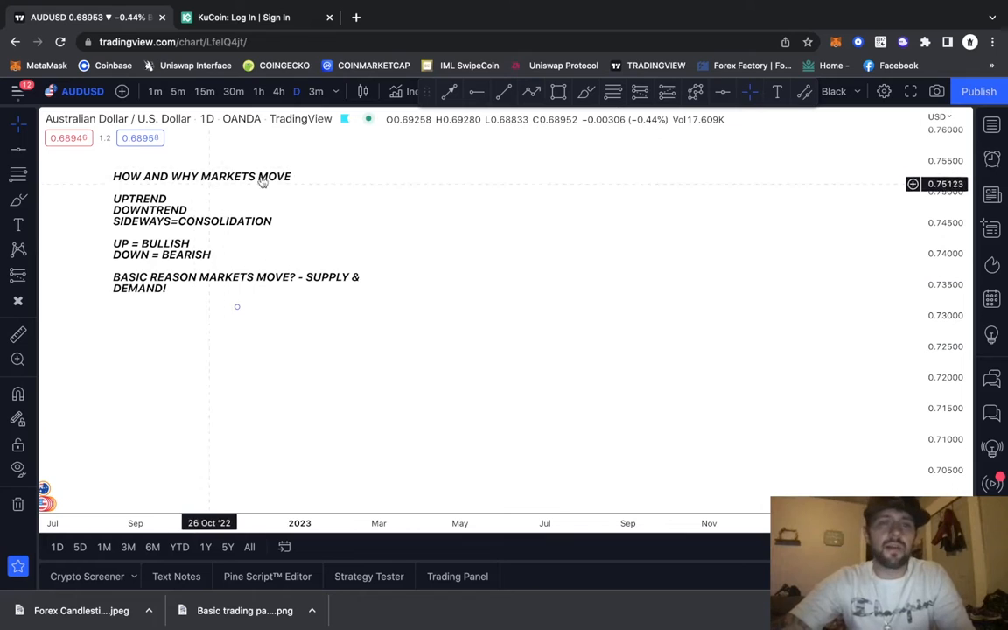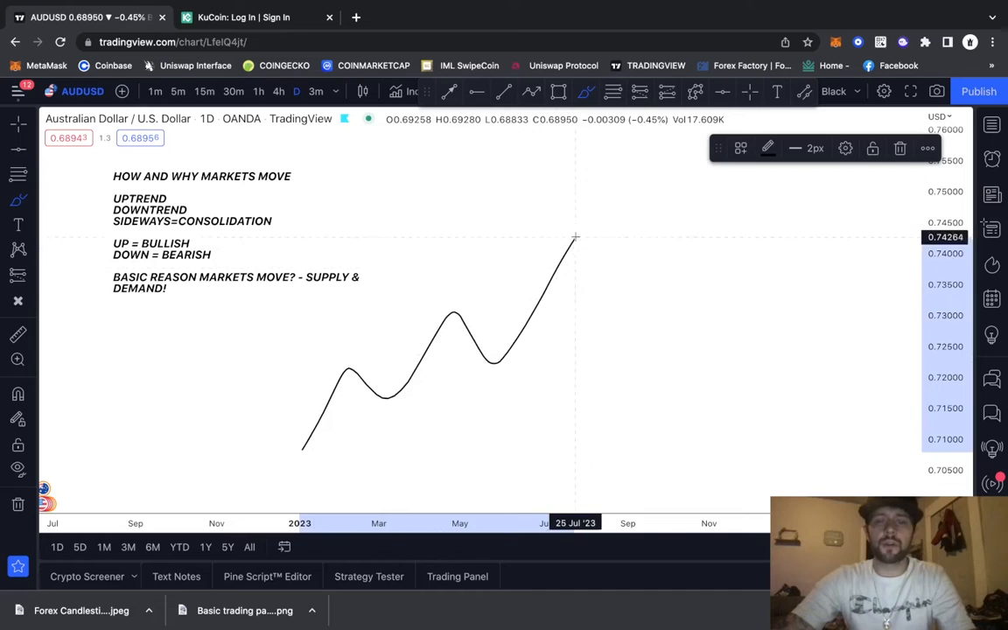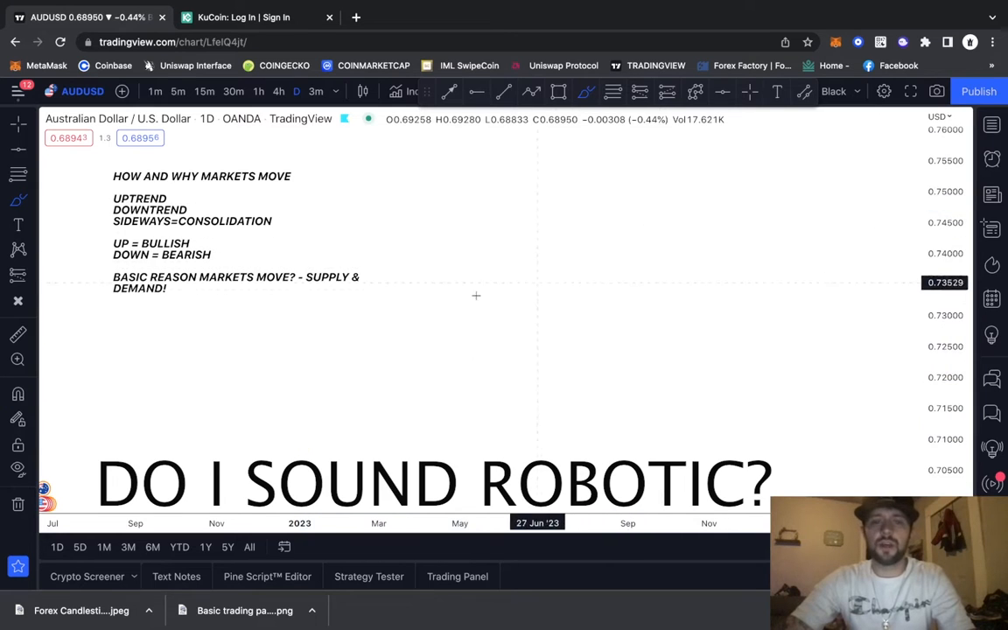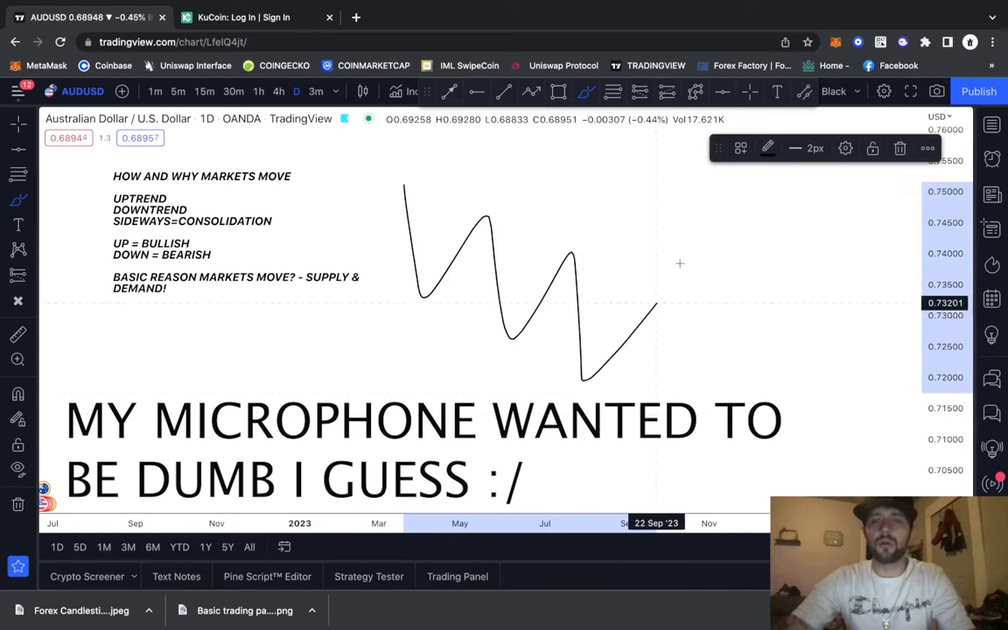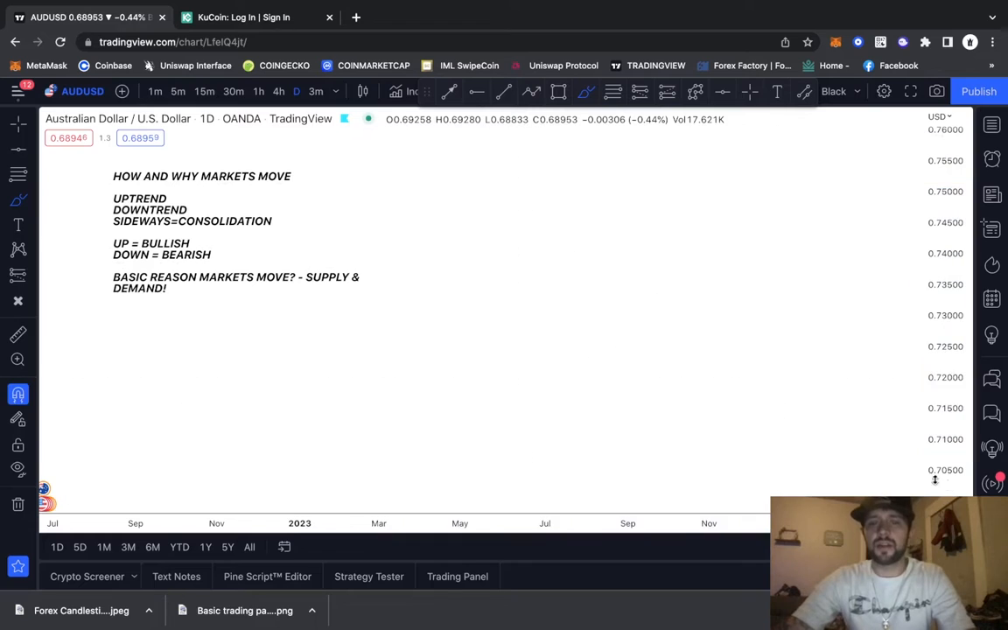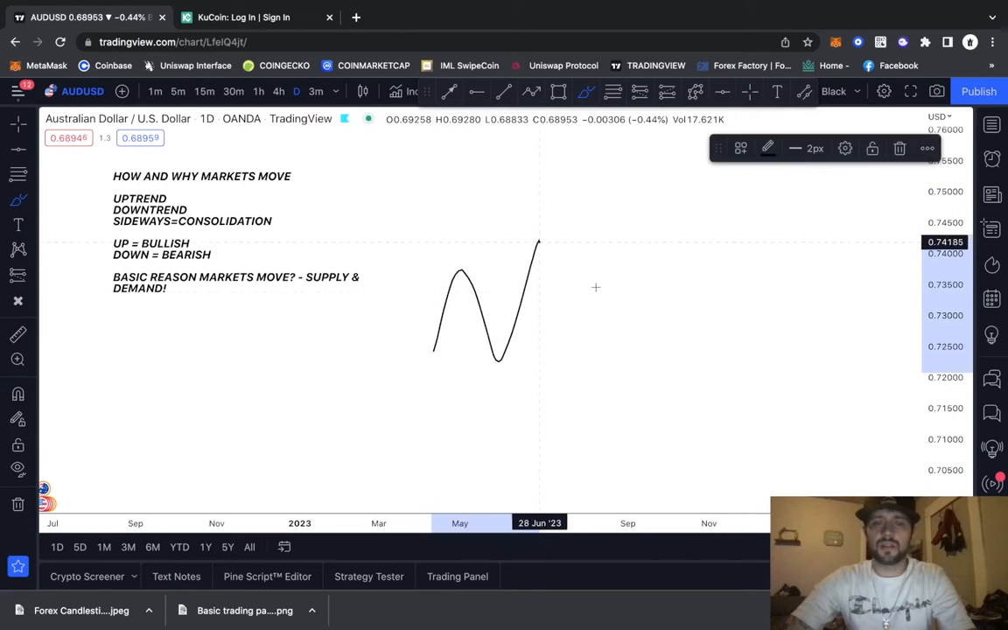And as you can see, I have written over here that you have uptrends, you got downtrends, and you got a sideways consolidation. The market can only move one of three ways. If I were to draw it out here, you got your uptrend making higher highs and higher lows. You got your downtrend making lower lows and lower highs, as you can see there, and then you got your sideways consolidation.